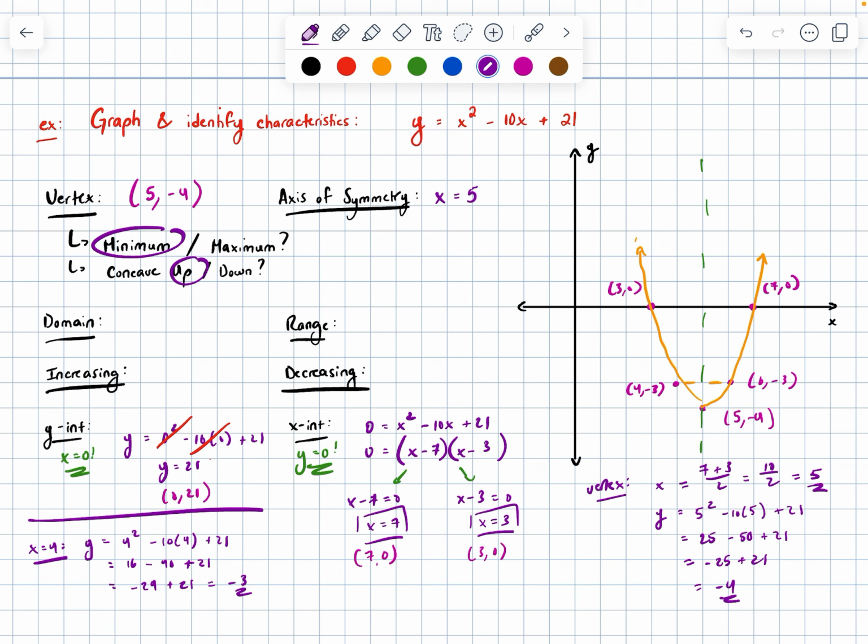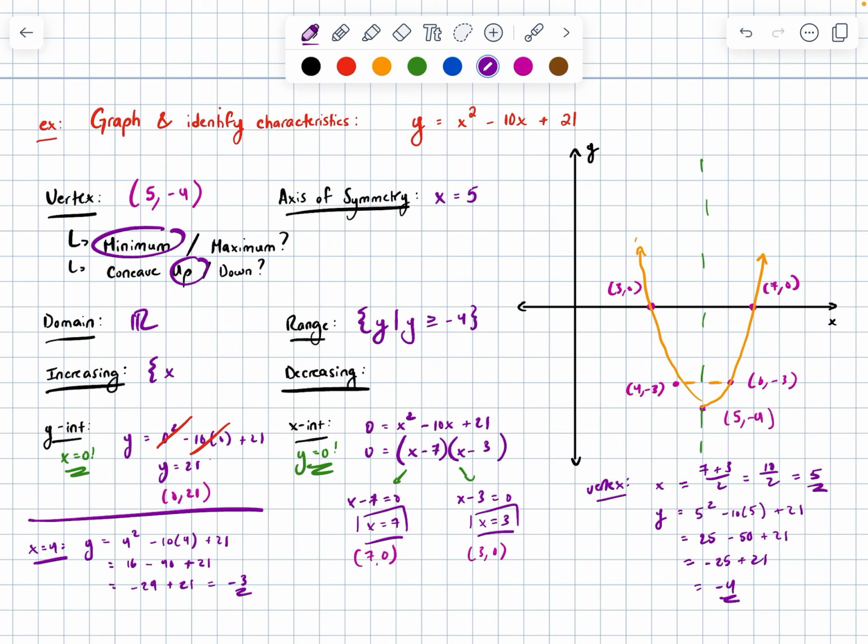Well, here my vertex is at the bottom, so it's a minimum. My graph is concave up, it's a happy face. My domain is always all real numbers. My range here is bounded by that negative 4 at the bottom, so my values of y cannot go below negative 4. The way that I would say that is that y must be greater than or equal to negative 4.